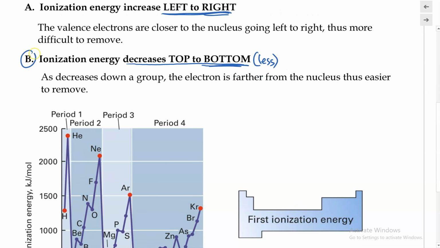And as for statement B, the reason why the ionization energy decreases from top to bottom is that for an element on the bottom, the valence electrons are now further away from the nucleus. And because they are farther from the nucleus, it will require less energy to remove them, and thus the element has lower ionization energy.